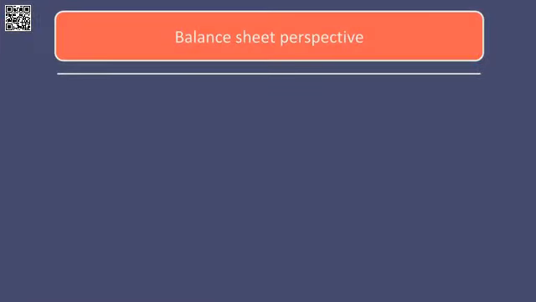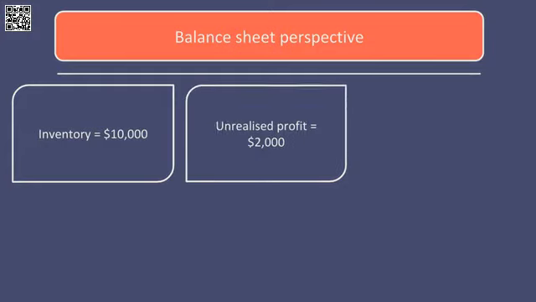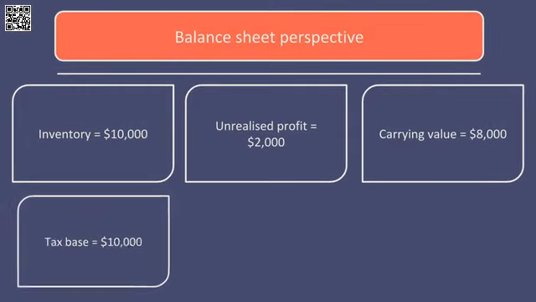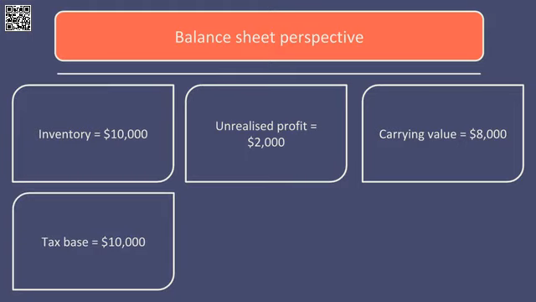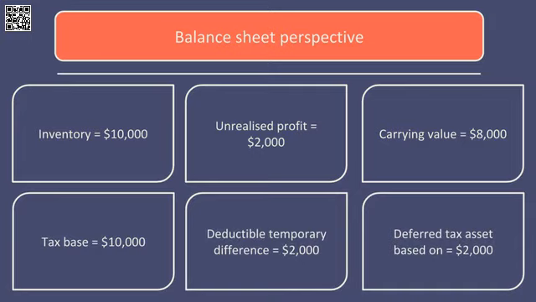From a balance sheet perspective, we simply see that if there is inventory with a value of 10,000, but inclusive of 2,000 of unrealized profit, the accounting carrying value would be 8,000, and the tax base would be 10,000 since the taxman does not deal with the provisions for unrealized profit. This would result in a deductible temporary difference of 2,000, in other words, a deferred tax asset based on 2,000.